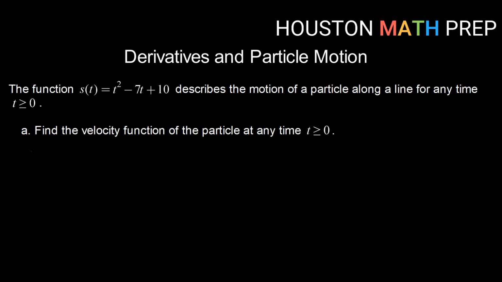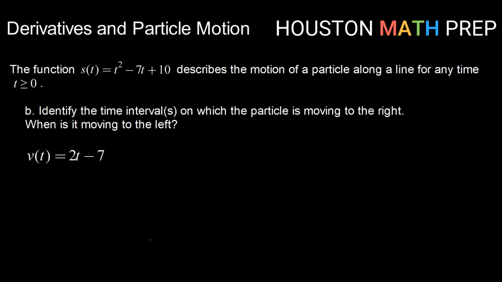Well, we know that for particle motion, the derivative of position is velocity. So if I have my position function s of t, then my velocity function will be s prime of t, or 2t minus 7. Okay, pretty easy, but we're setting ourselves up for the next question.